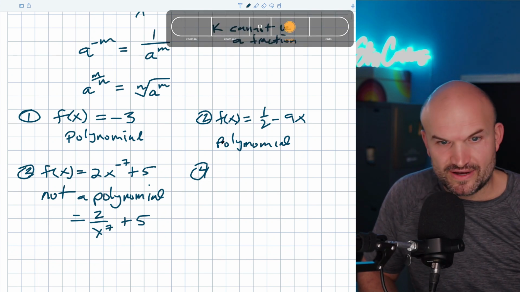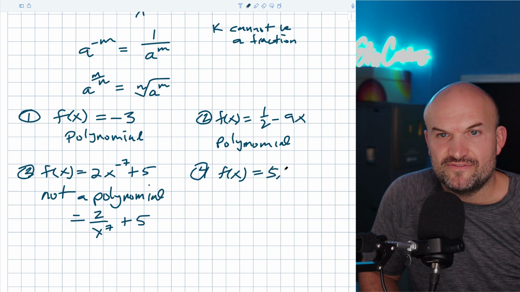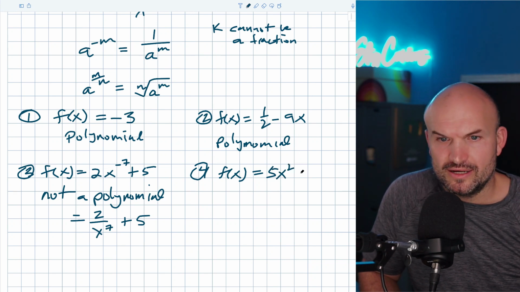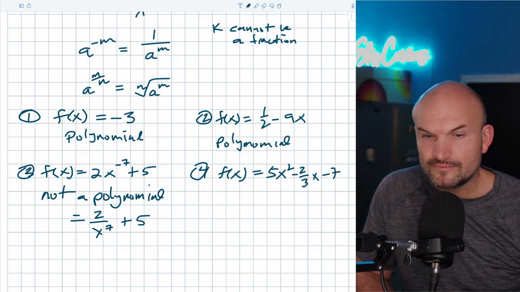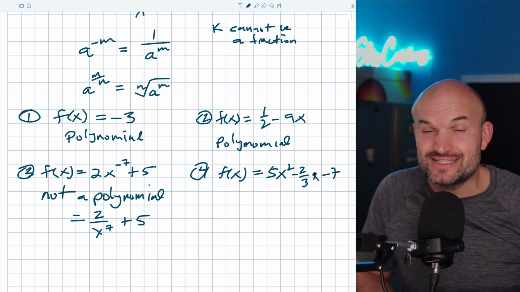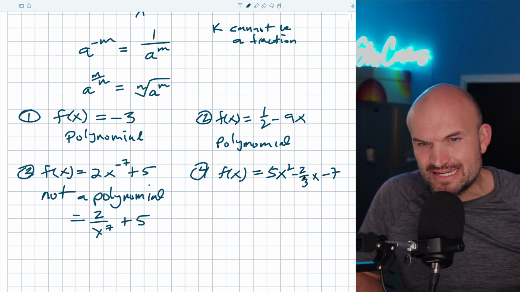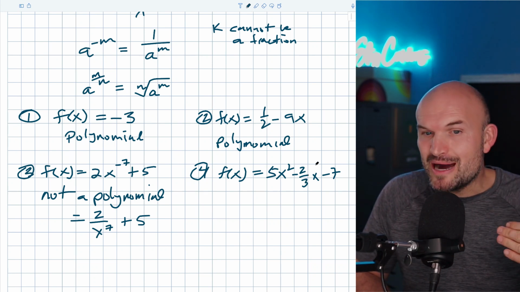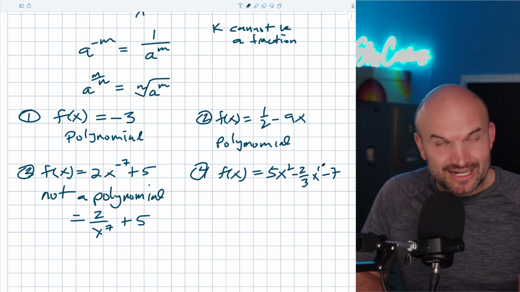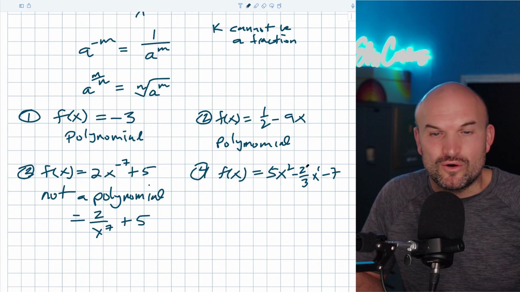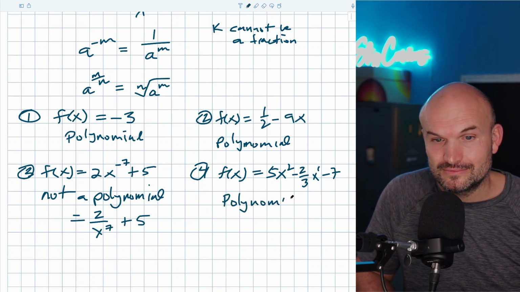What about this one? So if I had f(x) = 5x squared, I still got room, right? Minus 2/3 x minus 7. In this one, again, students see the fraction, or they see the negative. Like they're like, oh, we can't have a negative in the denominator. Yeah, but guys, remember, it's only for powers. So again, this is x squared. This is x to the first power. We're not dealing with any fractions or negatives in the powers. So therefore, this is a polynomial.